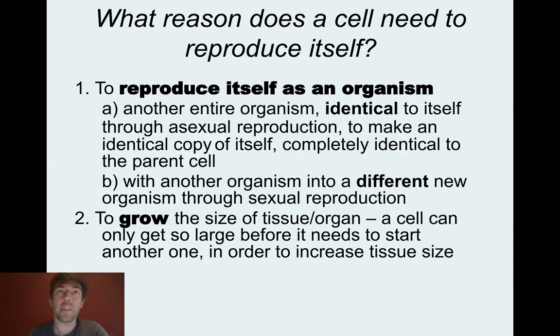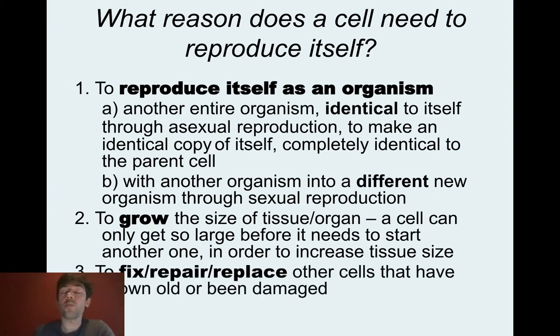The second reason that a cell might need to reproduce is to grow. So think about when babies are growing, when they get bigger, but cells themselves don't get bigger. And so they just need to make more cells. If the tissues and muscles and organs and things are going to get bigger, then you just need more cells in order for the larger scale objects to get bigger. And then the third reason is to fix or repair or replace some cells that have become damaged. So basically make a new cell which is in better shape and get rid of the old cell.